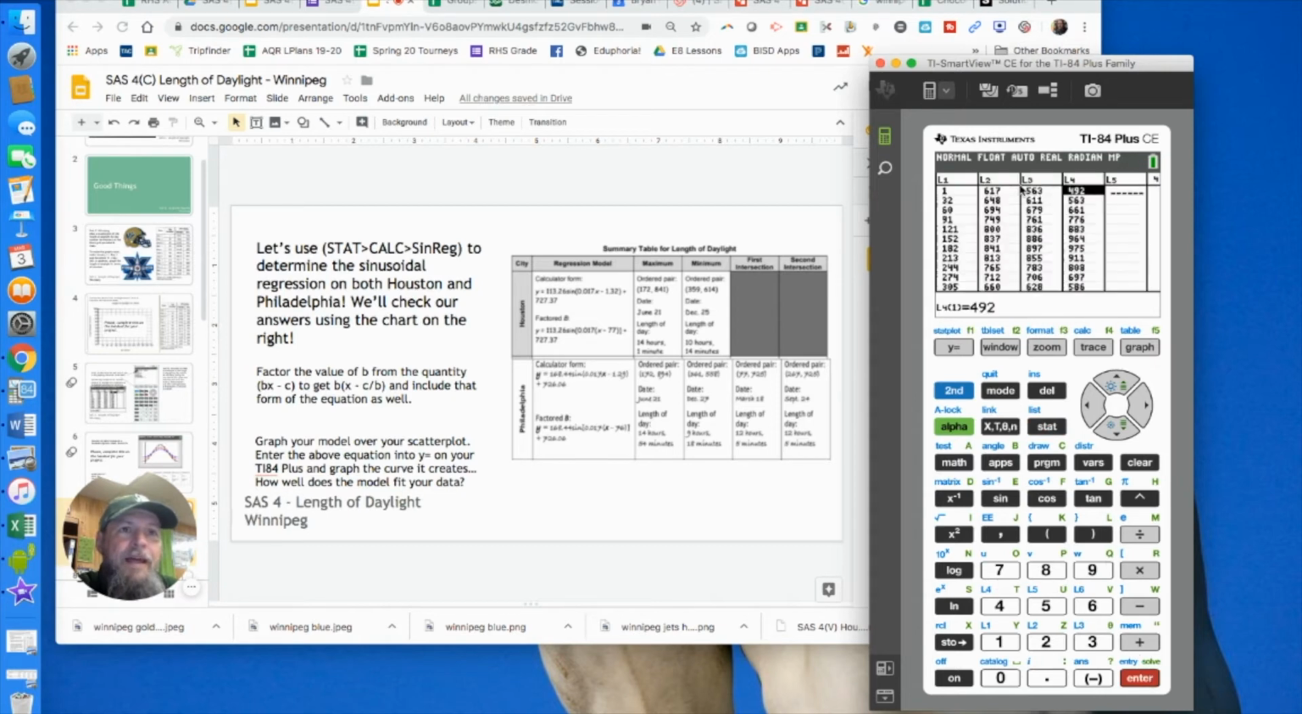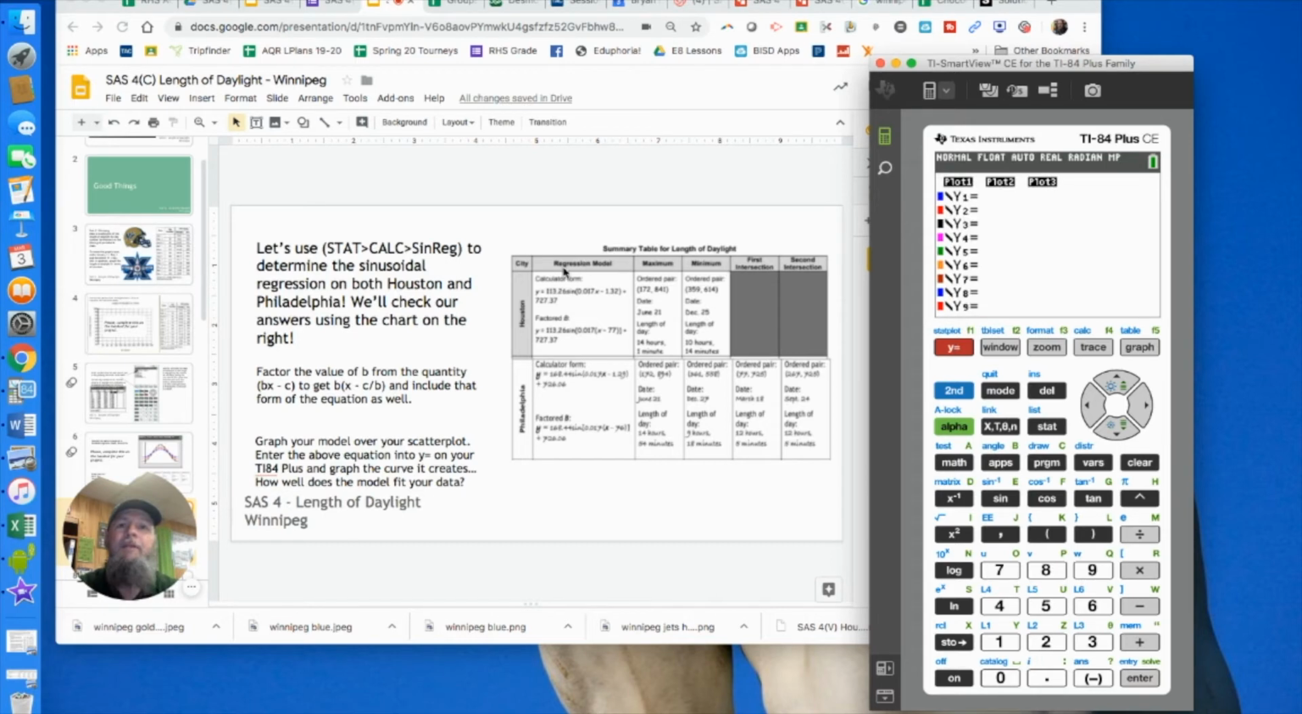Okay, I have the daylight times for Houston, Philadelphia, and in this case, also Winnipeg. So I'm going to go back to y equals, and I'm going to put this function in for y equals 113.26. And then I'm going to use my sine function right there, and then multiply by 0.017 and plug in an x.